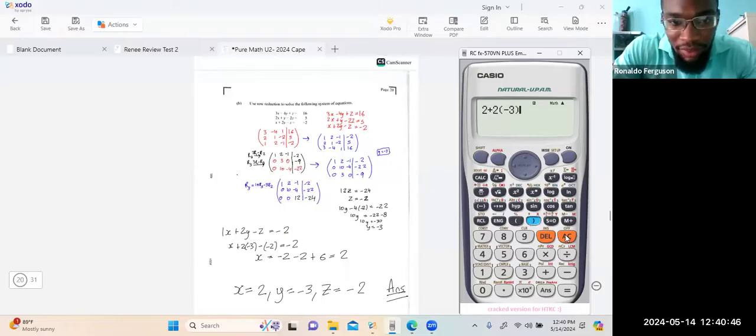2 times y minus z. I should get -2. I get -2. Checking the second equation again. 2 times 2 plus y, which is -3, minus 2 times z.